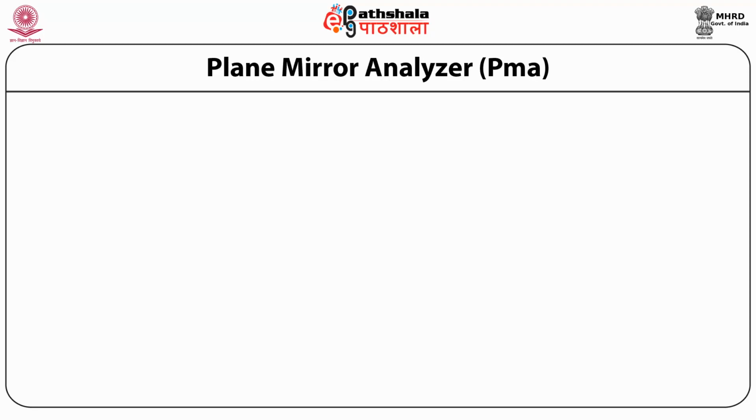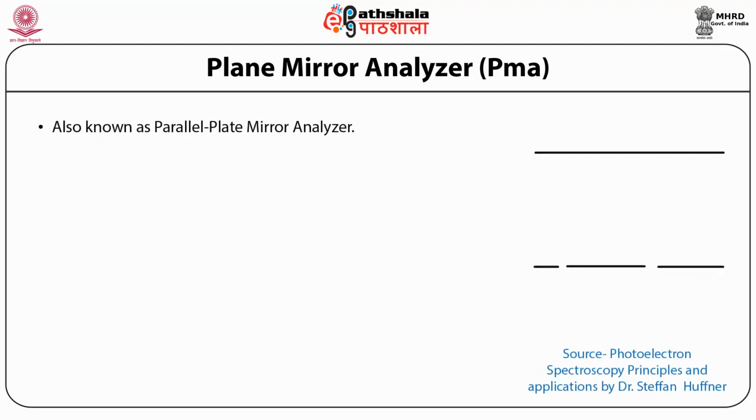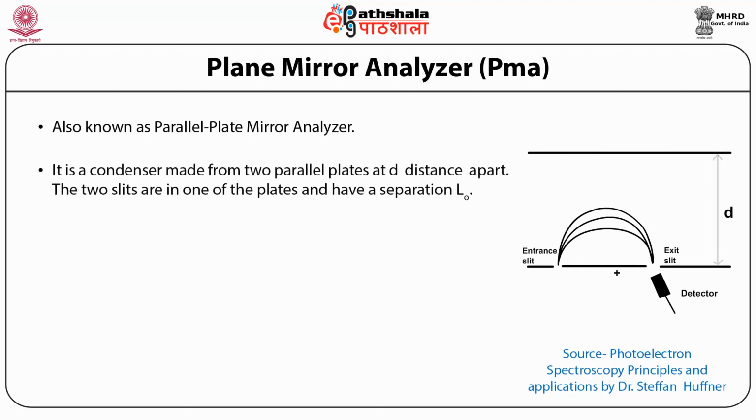We call it PMA. The PMA is the simplest type of electric analyzer, also known as the parallel plate mirror analyzer. These analyzers are condensers made from two parallel plates with a small distance d across them. Parabolic trajectories of electrons are obtained due to the constant potential difference, that is capital V, between the two plates.